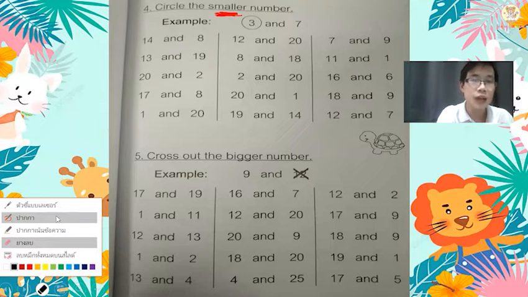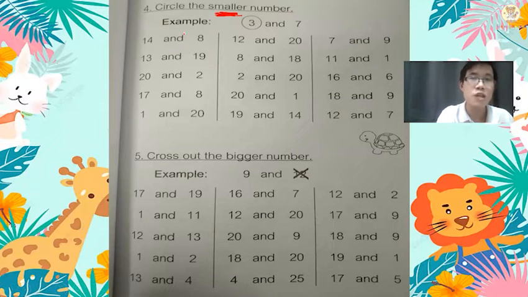So let's take a look at the first question between 14 and 8. Which number is smaller? The answer is number 8, right? Because 8 comes before 14. Next, number 13 and 19. The answer is number 13. If you don't make sure, you have to count from number 1 to number 19. Again, you have to remember from number 1 to 20.